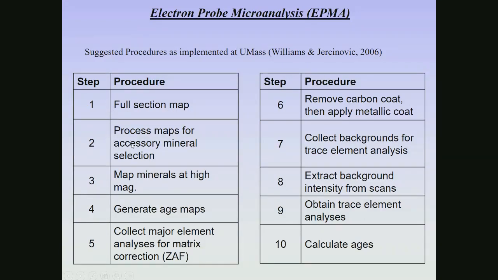The next thing they do is process maps for the accessory mineral that you're interested in. In their case, it was monazite. So you select a trace element within monazite, such as cerium or yttrium, and you can then map your thin section for that particular trace element, and you will see little bright spots in your map in amongst a complete field of darkness. And those little bright spots, we'll see in a moment, represent all the locations for that monazite or zircon or whatever mineral you're interested in.